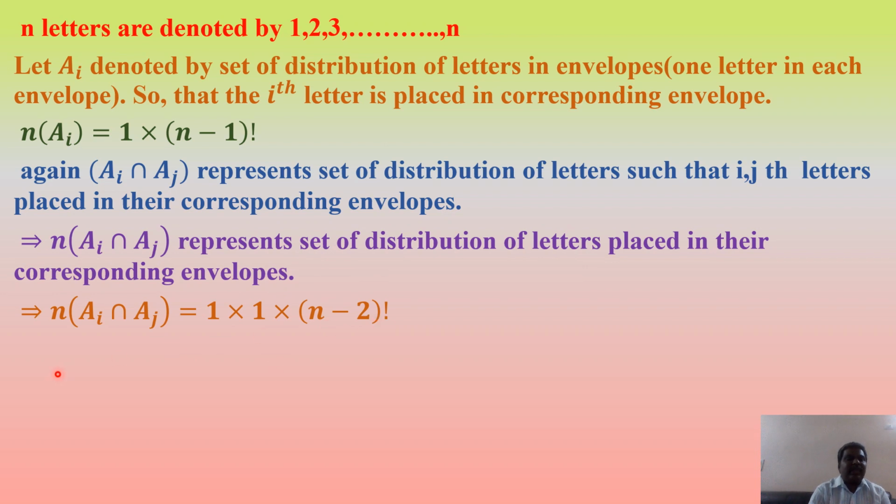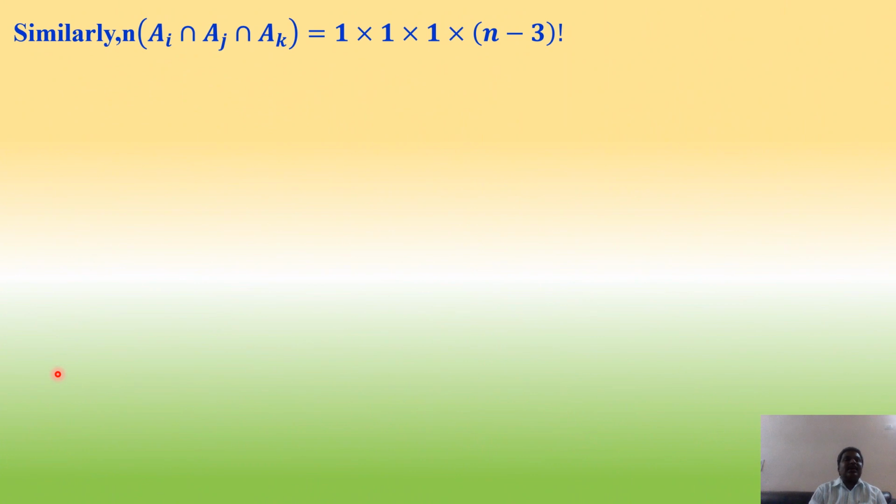Can you say what n of Ai intersection Aj intersection Ak is for 3? You can easily tell: 1 into 1 into 1 into n-3 factorial. Am I correct or not? In the same manner, I can write this: n of Ai intersection Aj intersection Ak is 1 into 1 into 1 into n minus 3 factorial. So Ai goes one way, Aj goes one way, Ak goes one way, because Ai, Aj, Ak are the three letters that go to the correct envelopes. The remaining may go whatever way, some may go to correct, some may go to wrong. That is why we are taking it as n minus 3 factorial.